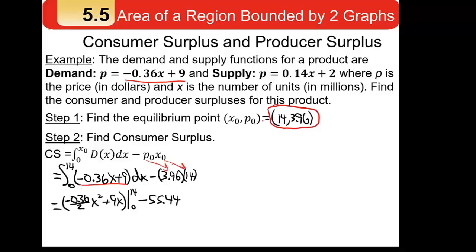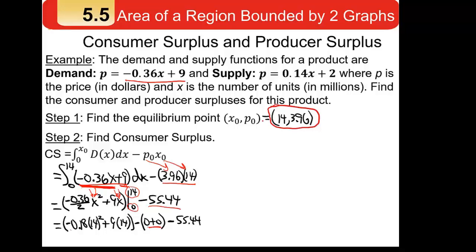Well, this is easy. If you integrate negative 0.36x, you get an x squared over 2, but that negative 0.36 is still there. And then when you integrate 9, you get 9x. And then when you take 3.96 times 14, you get 55.44. So when you evaluate the antiderivative, you plug in the top number first. You put a 14 in there and there. And then you plug a 0 in there and there. And of course, plugging in zeros just gives you all zeros, so that'll be nice.